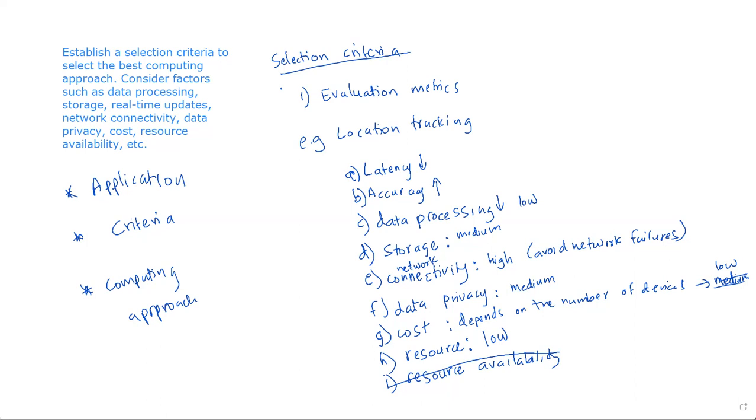Is it not clear? I am not clear about criteria, madam. Location tracking can be considered as one criterion. No, location tracking is the application that we are trying to implement. Yes, application. Likewise, application.